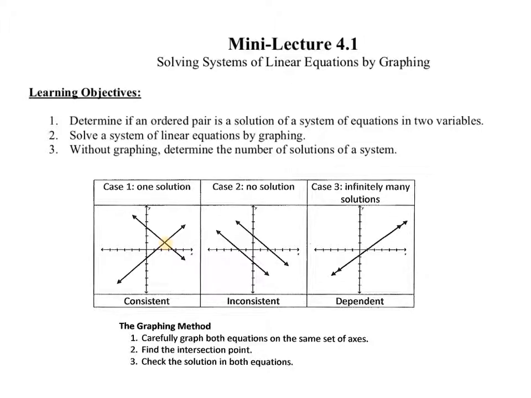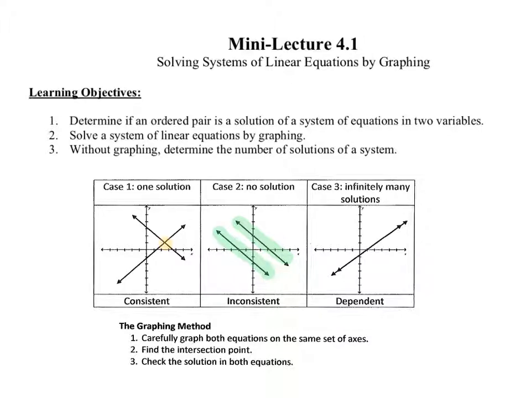The other case we have is that it is possible that there's no solution. When you graph the two linear equations, you're graphing two lines. And in some cases, you will see that the lines will be parallel. So we have no solution. There's never going to be an intersection point. So we say that that is an inconsistent system of equations.